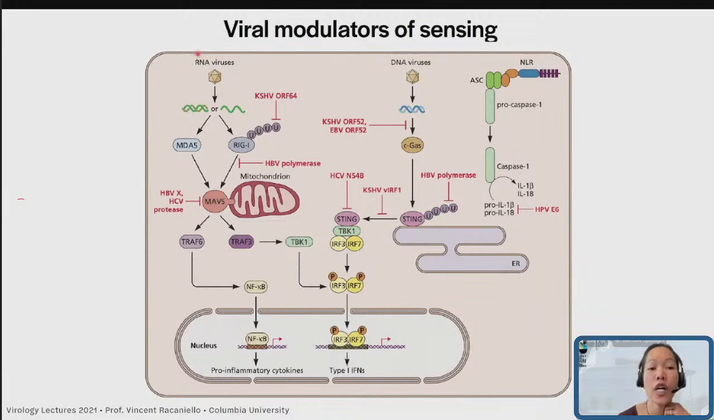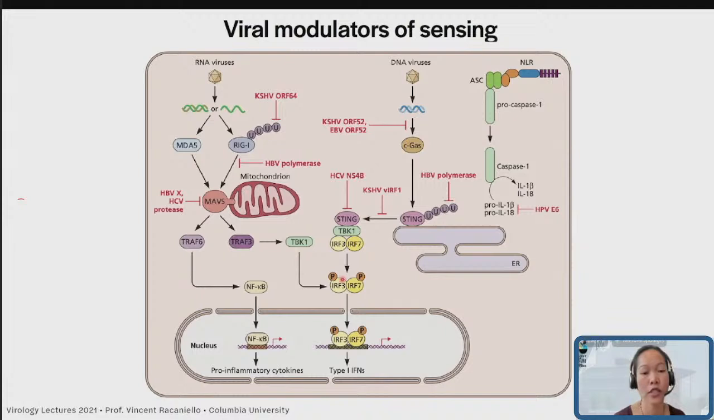So not just RNA viruses, but also DNA viruses. And yung DNA viruses, meron din silang ways para sa signaling pathway na mag-trigger this time for DNA viruses, usually uses STING. And STING naman, again, this stops, for example, HPV polymerase, stops ubiquitination. And again, kapag na-target nila yung STING, i-repress nila yung pathway towards production ng interferon.